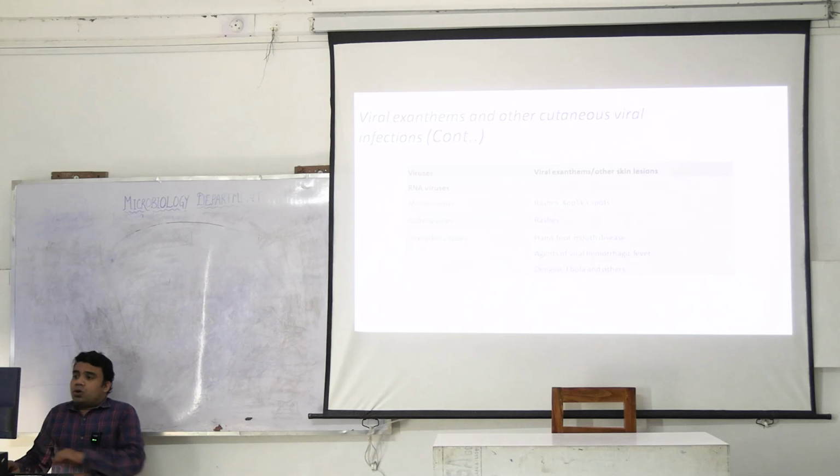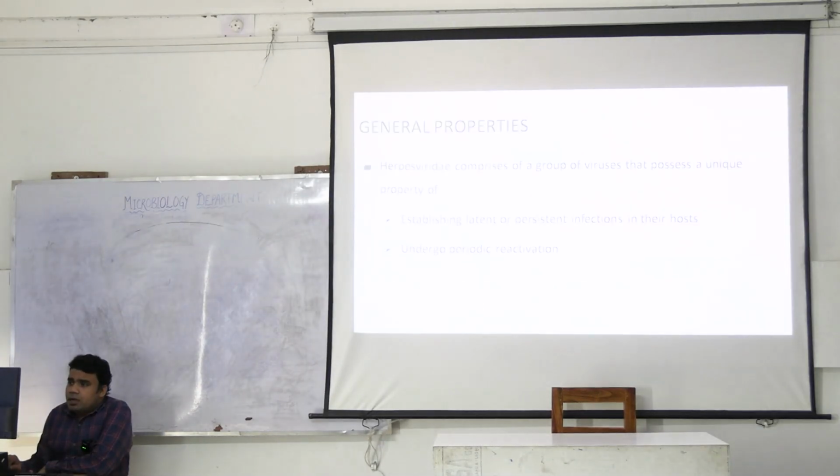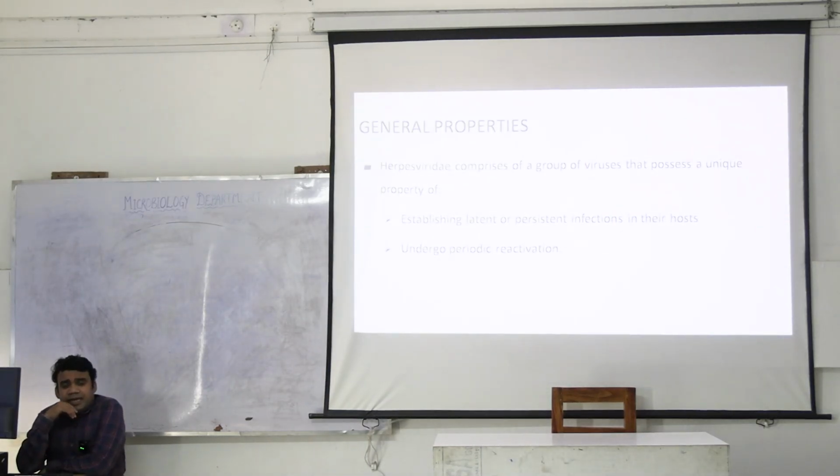Okay, and in the RNA viruses, I think you have already heard about these diseases: measles, rubella, and another virus called Coxsackie viruses. Now, if you look at the herpes viruses, they have a certain characteristic. The first characteristic is that they can establish a latent infection. That means once a person gets infected, the virus remains in the body, and whenever the immune status of the patient decreases, this virus can reactivate.